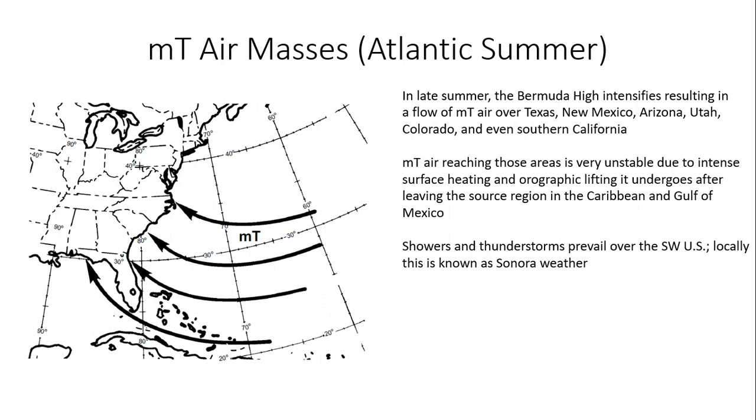You can actually get what's known as monsoonal moisture associated with this maritime tropical air mass moving in to the southwestern United States. You already have intense surface heating in the desert southwest during the months of July and into August. And then you also get sometimes orographic lifting due to higher elevations. And so you can get showers and thunderstorms prevailing over the southwestern U.S., over those desert areas. This is locally known as Sonora weather.